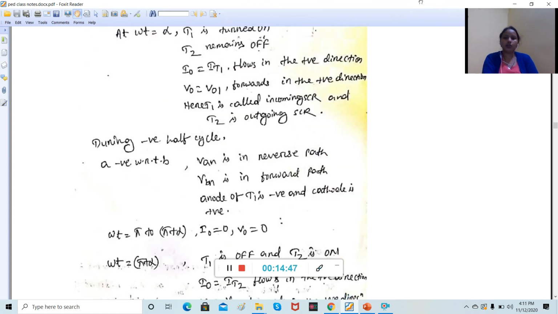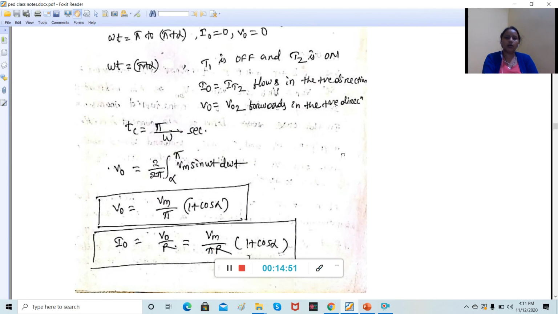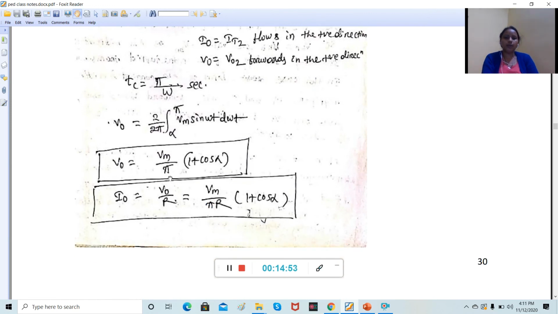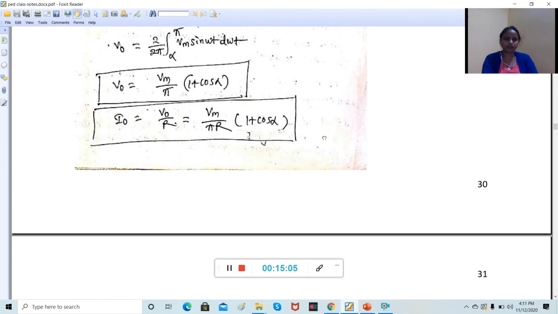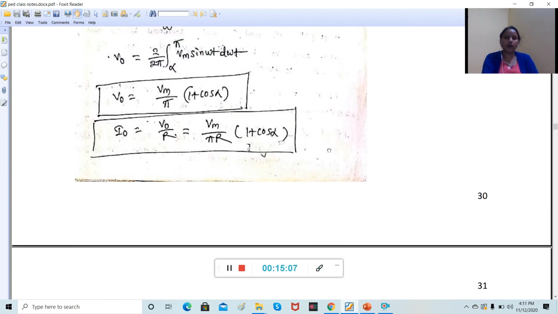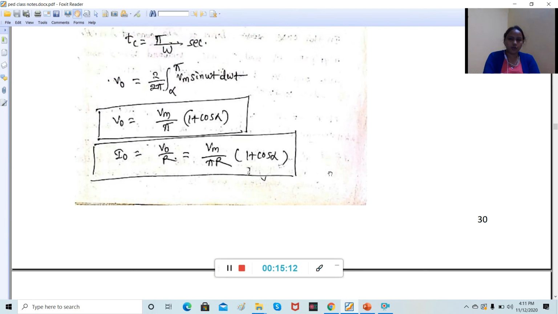And the average output voltage equation is here. This is Vm by pi whole into 1 plus cos alpha, and average output current is V0 by R, that is Vm by pi R into 1 plus cos alpha. So this is all about the midpoint type fully controlled rectifier with R load. Okay, thank you.